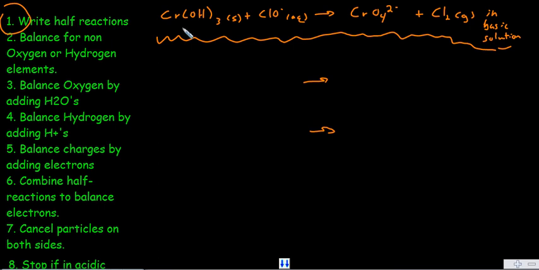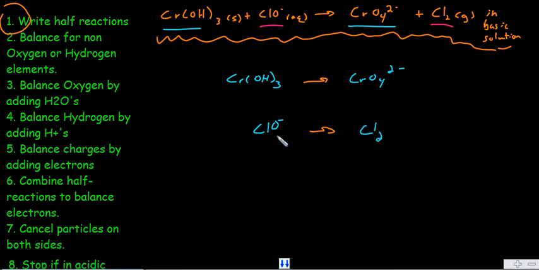Here we're reacting chromium-3 hydroxide with sodium hypochlorite to form a chromate and chlorine gas. And this is all in basic solution. So first we want to take anything with chromium and break that up into its own half reaction. So chromium is turning from CrOH into CrO4 2 minus. And then hypochlorite into chlorine gas. Okay, so these are our two half reactions.